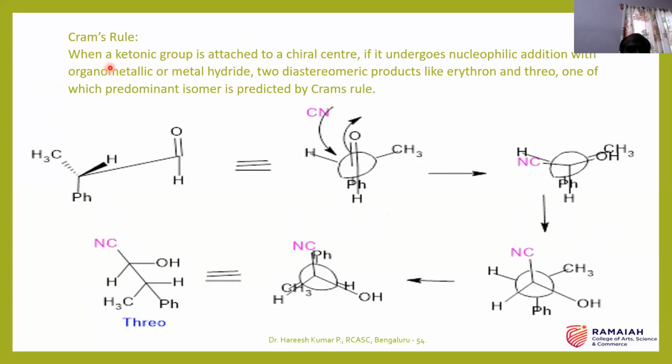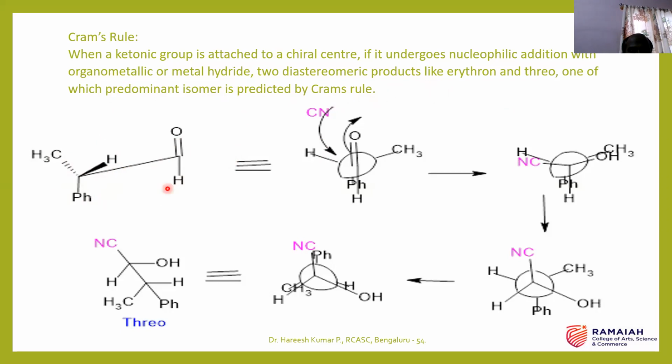So what we can say is that when a ketonic group is attached to a chiral center, and it undergoes a nucleophilic addition with an organometallic or metal hydride, two diastereomeric products, erythro and threo, are formed. But out of which one is the predominant, that is predicted by Cram's rule.